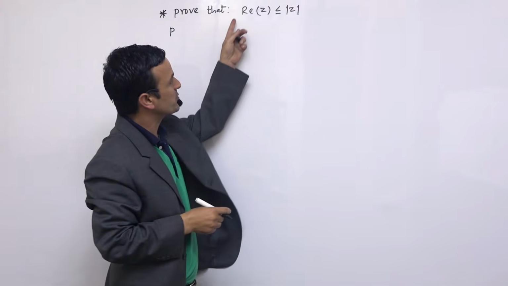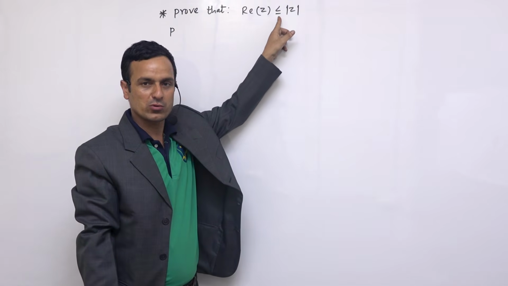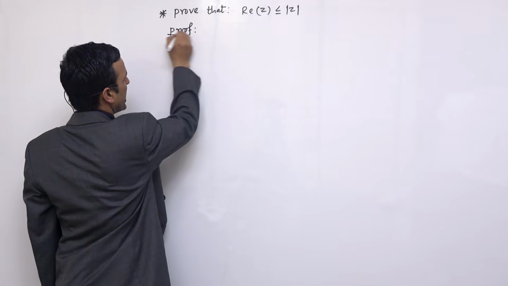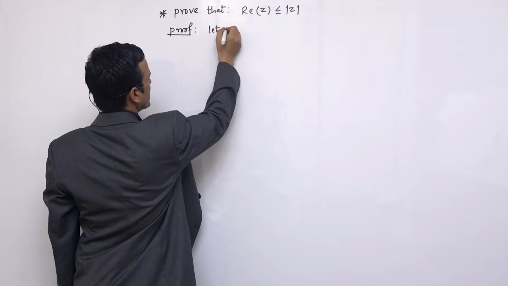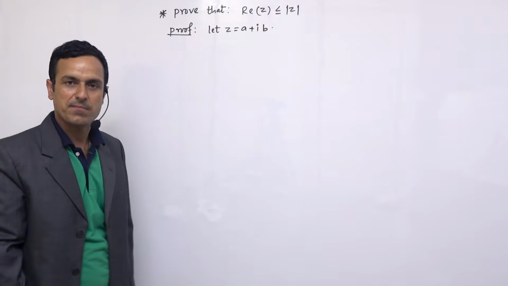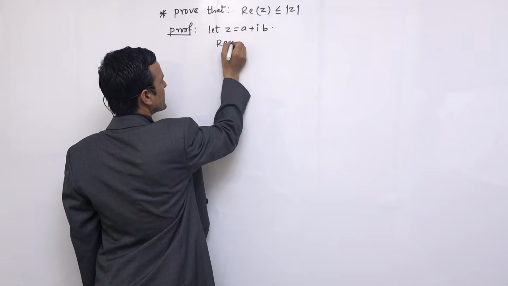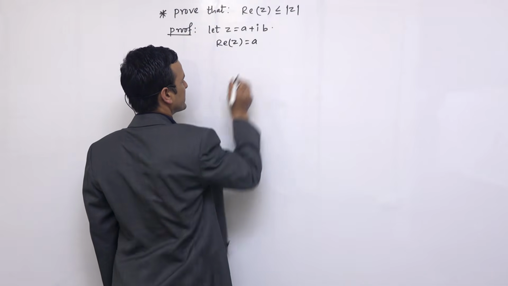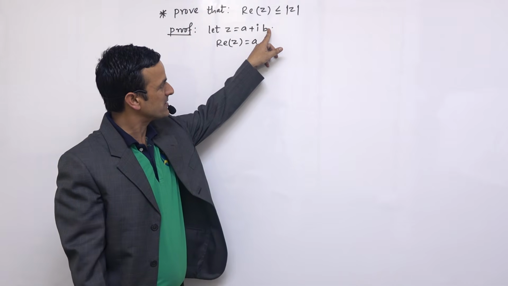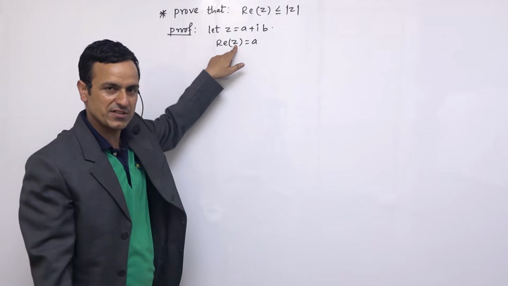Here is one question. Prove that the real part of z is less than or equal to the modulus of z. For this, we can let z = a + ib be a complex number. Here the real part of z is equal to a, as you know that this is the real part and this is the imaginary part. So the real part is mentioned over here. Write down: real part of z is equal to a.